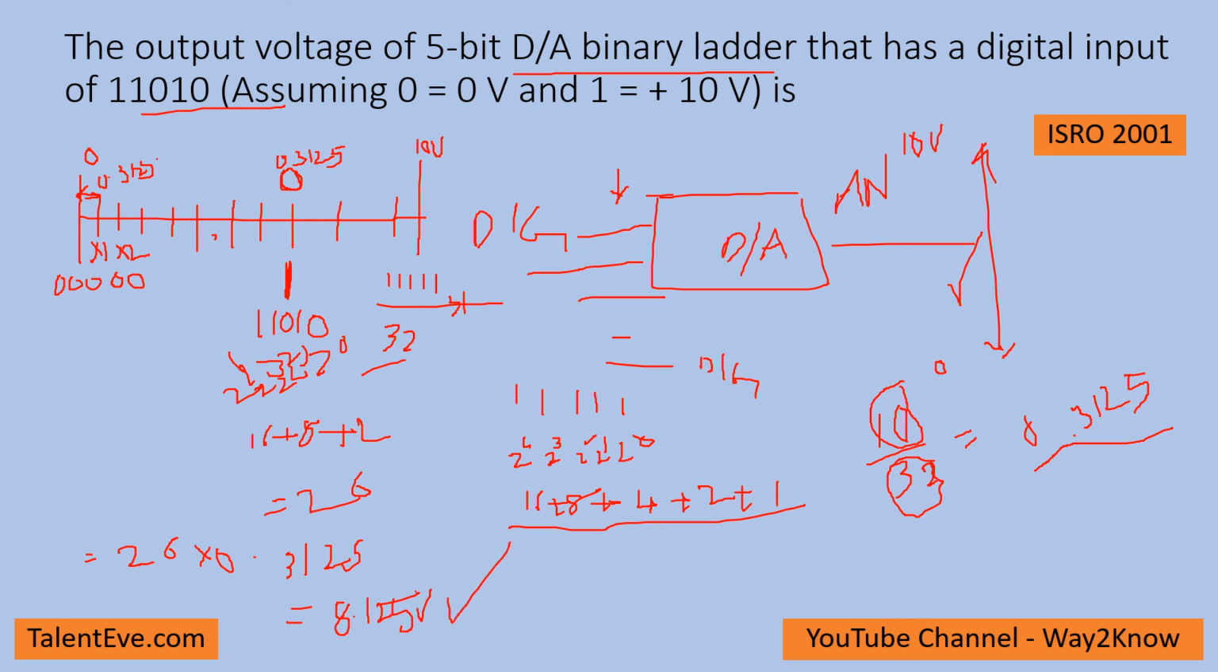The definitions to remember here are basically the resolution. Resolution is nothing but the smallest increment that is possible. And then the number of counts, whatever 26 we calculated here is called the number of counts. So number of counts into the resolution gives the voltage value. This is how we approach these kinds of problems.